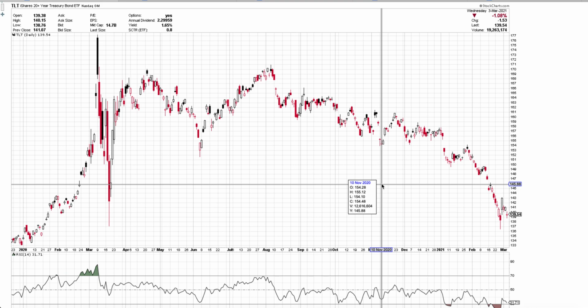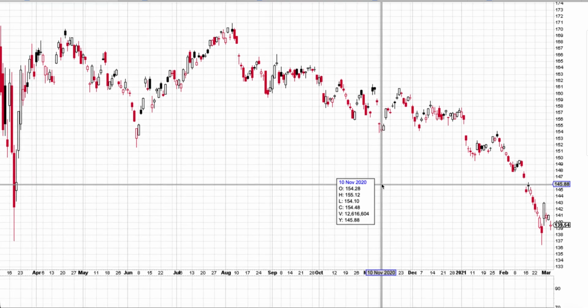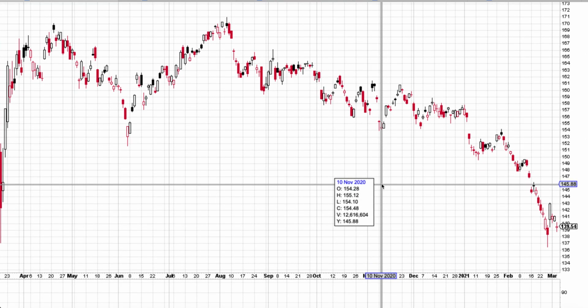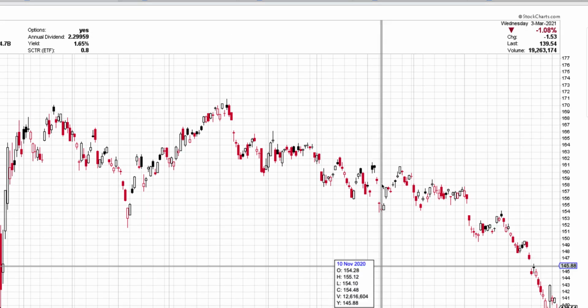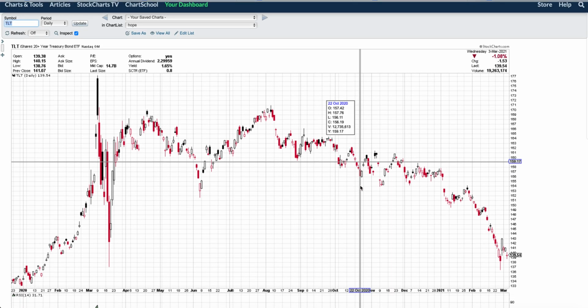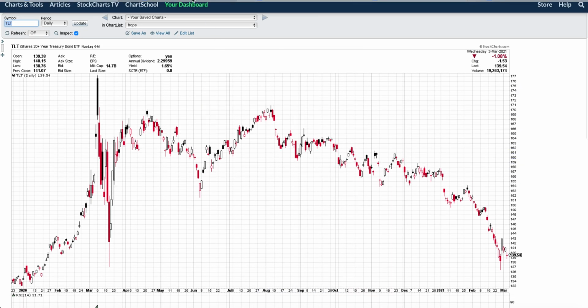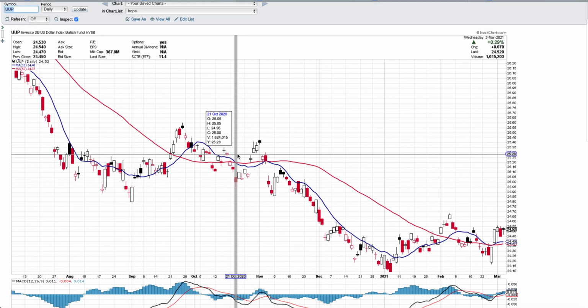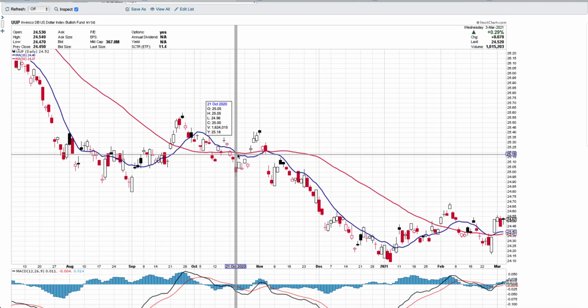So I started with the TLT. I discussed TLT in a previous video, and I gave these projections. You could look it up later if you want to. So this is TLT, bearish, bearish, bearish. Let's look at UUP, which is the ETF for the dollar.